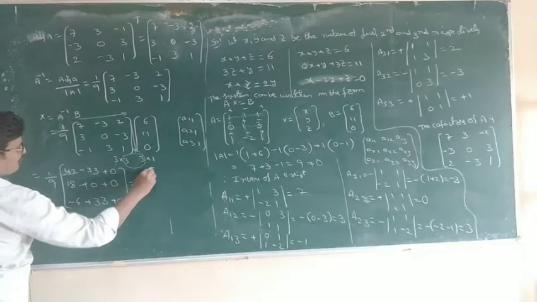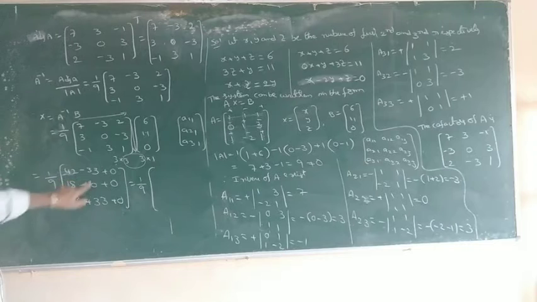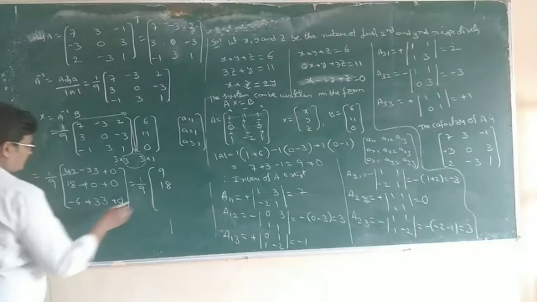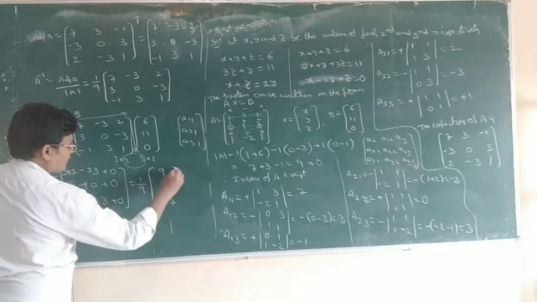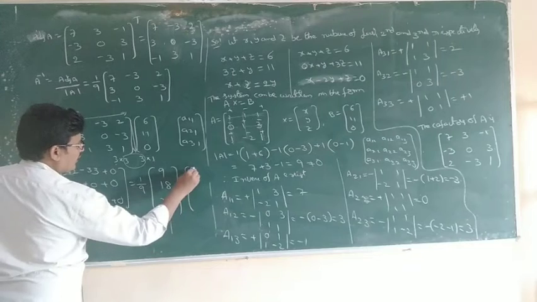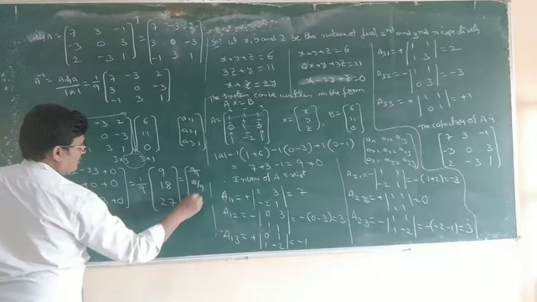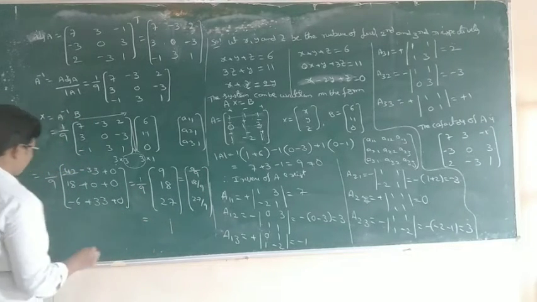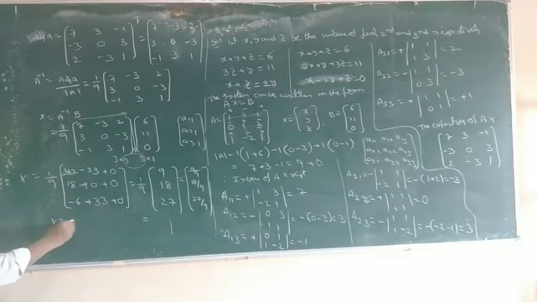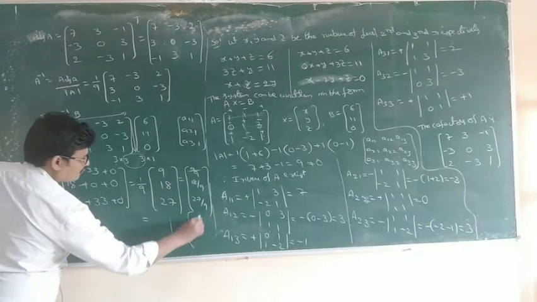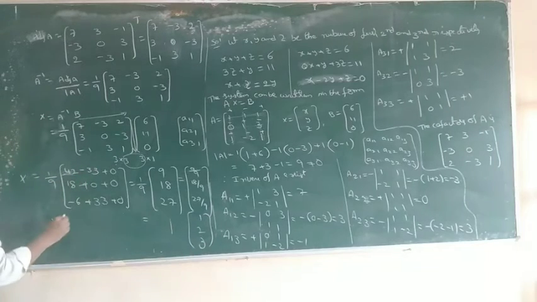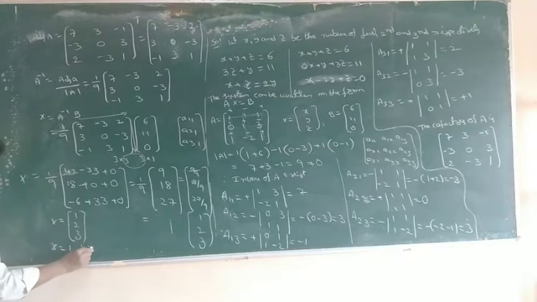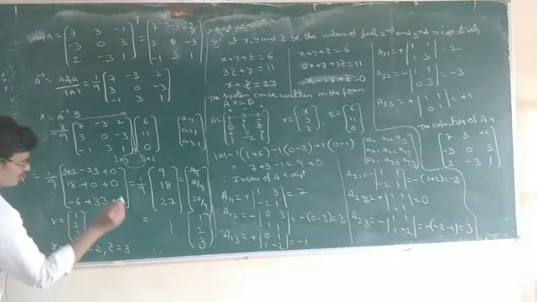So that is equal to 1 by 9 into 42 minus 33, that is 9, 18, next 27. So divide this one: 9 by 9, 18 by 9, 27 by 9, because it is into 1 by 9. So finally this is x. X is equal to 1 2 3. So x matrix is 1 2 3, which means x is equal to 1, y is equal to 2, z is equal to 3.